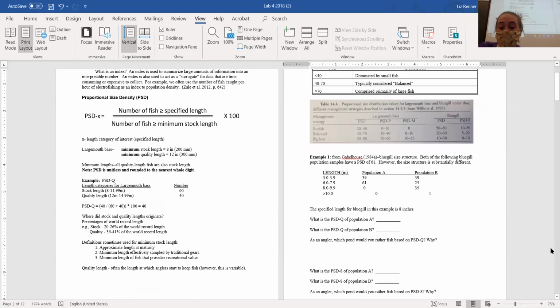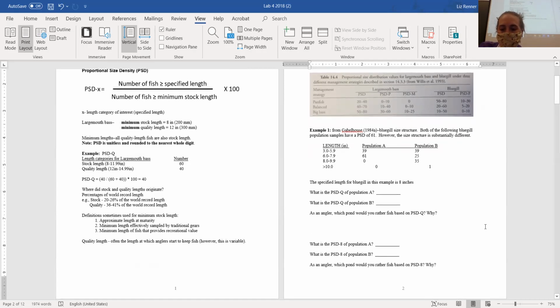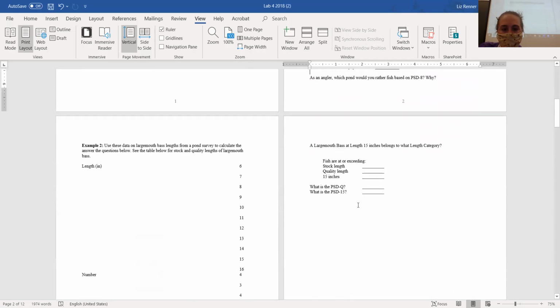Okay, as an angler, which pond would you rather fish based on PSDQ and why? On B, yeah, because there's a greater PSD, like proportional size density of the quality length bluegill in population B. All right, I'm not sure why this says PSD 8, because that's basically the same thing, the 8 inches thing, population A and B. So don't worry about that.